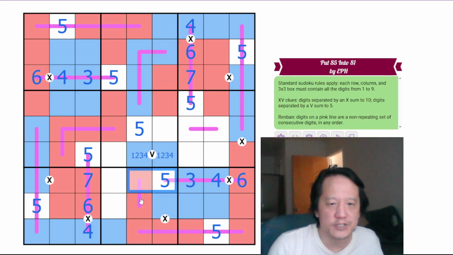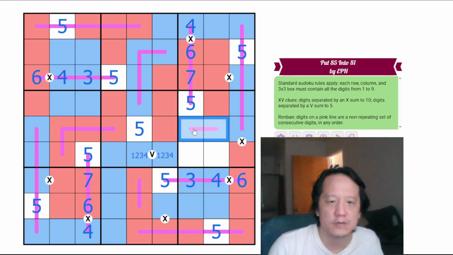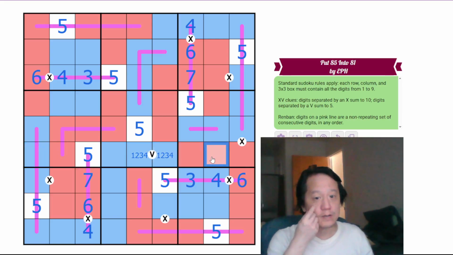We have 4 high digits in this lower central box, so that eliminates high digits in the rest of the box, so these are low. We have 4 high digits in column 4, so this must be low. We have 4 low digits in the central box, so this can't be low, it's high. We have 4 high digits in row 5, so these must both be low. And we have 4 low digits in row 6, so these must both be high. Okay.